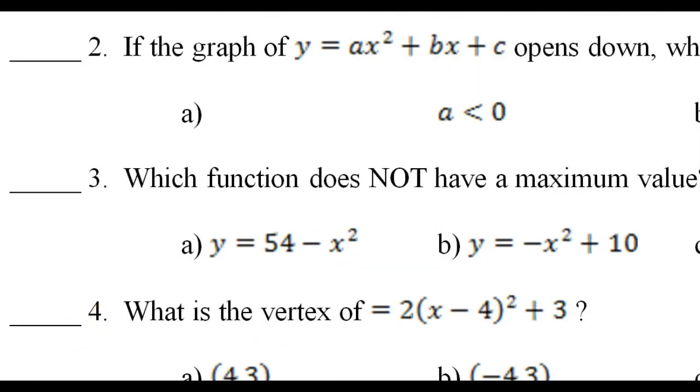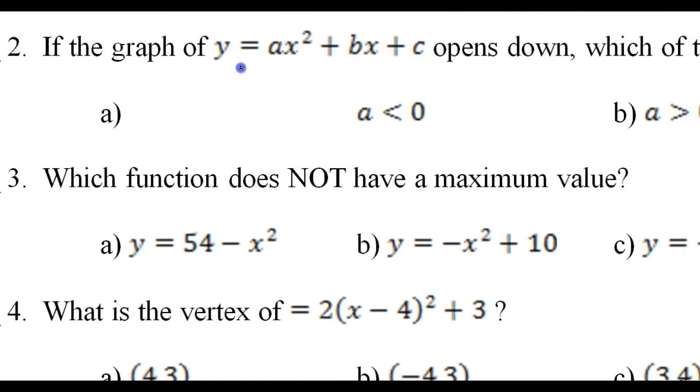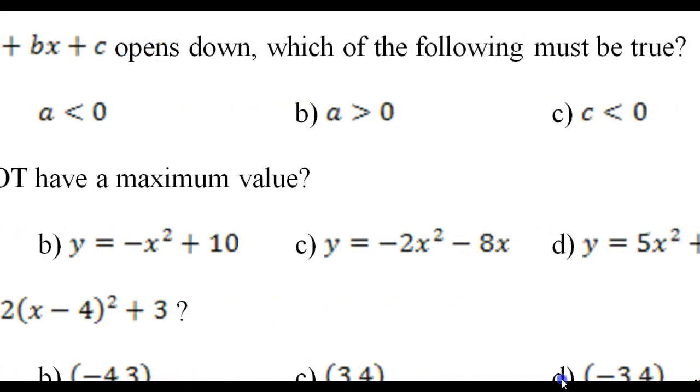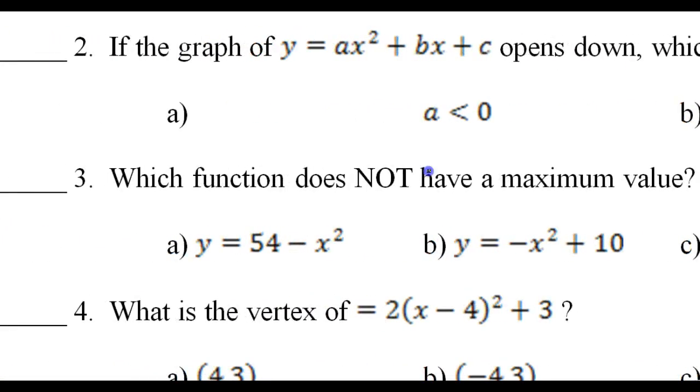Okay, number 2 is a little trickier. If the graph of this generic quadratic, all right, this parabola, opens down, which of the following must be true? Well, look, it's all about the a value here. If this number in the front is negative, then that's how you know that it opens down. So a has to be a negative number. A is negative.